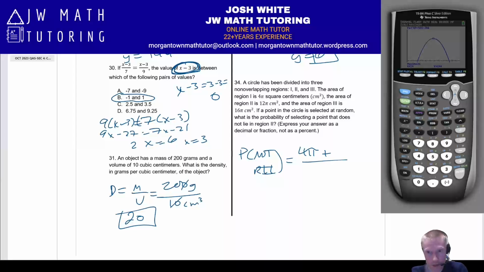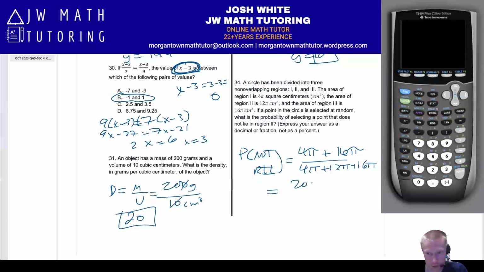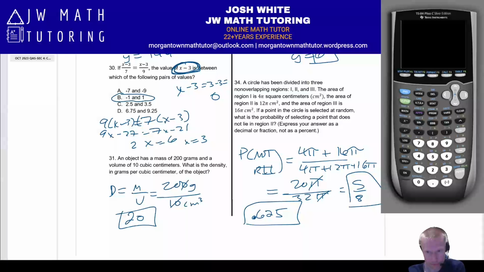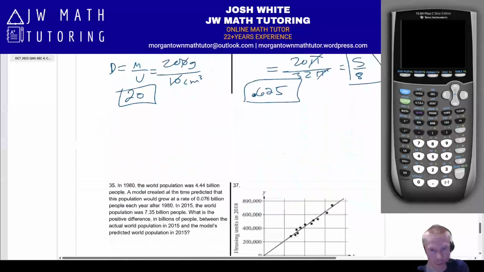It could be in that area. Region 3 is 16 pi. I'm just going to ignore the units. And then overall, the total area you have to choose from is 4 pi plus 12 pi plus 16 pi. So the probability is just going to be equal to 20 pi over 32 pi. The pi's cancel out. 20 over 32 reduces to 5 over 8. So you could grid that in, or you could put the decimal equivalent 0.625. So either of those would be acceptable answers for this problem.